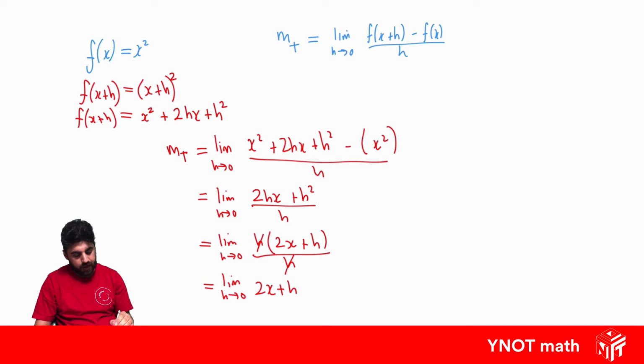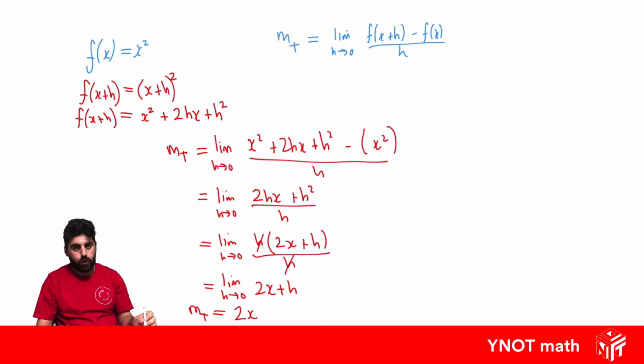Now that h is not in the denominator, we can see what happens as h approaches 0. As h approaches 0, this value of h will approach 0, so all we're going to have left is 2x. Basically we're trying to simplify as much as we can until we get rid of the h in the denominator, so we can then sub h = 0 to find our limit of the function. And remember, this equals the gradient of the tangent.